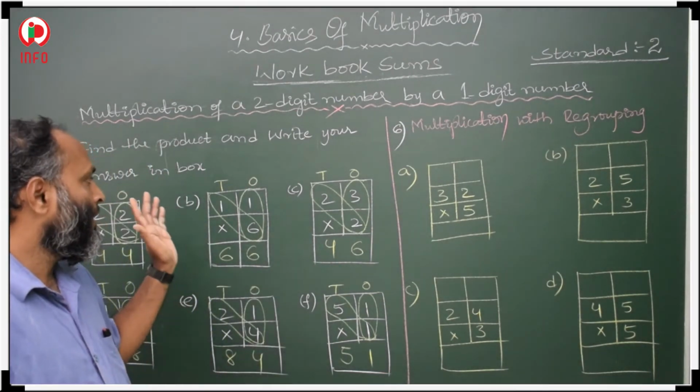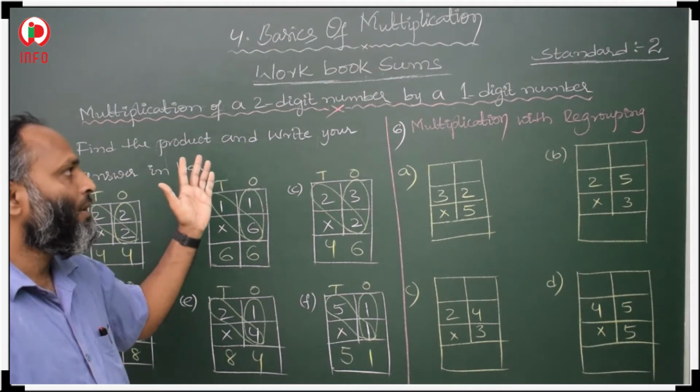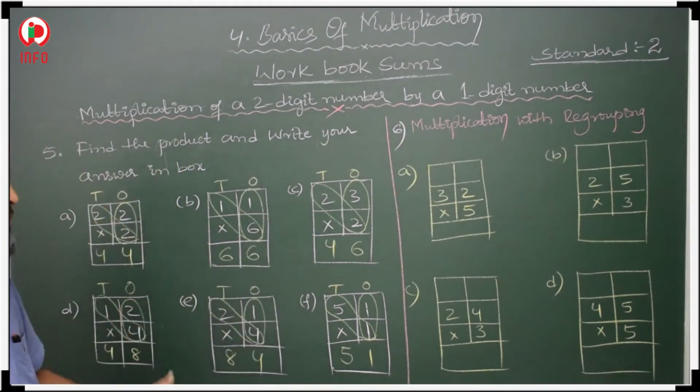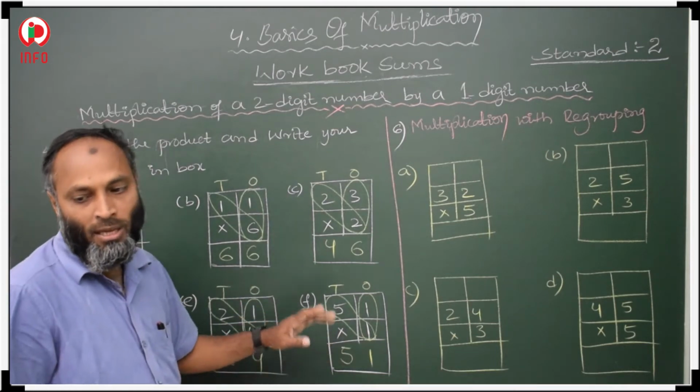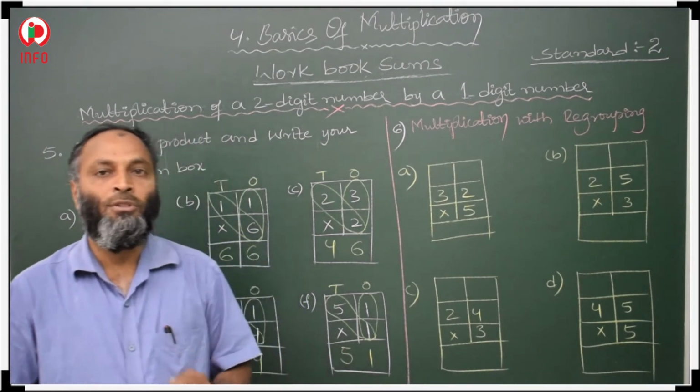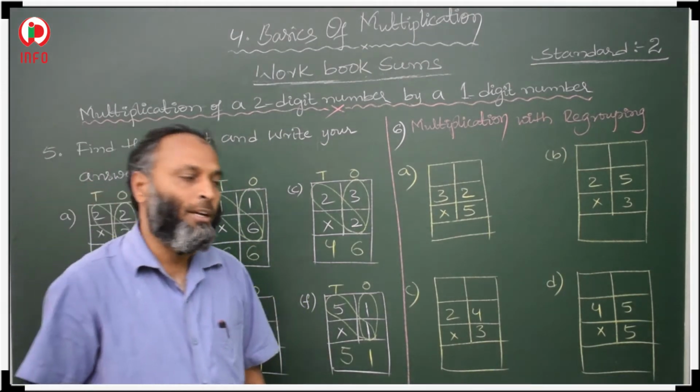So whenever two-digit numbers are given without regrouping with a single-digit number multiplication, this is the procedure to follow. Here I showed you 6 questions. There were 3 more questions. Those 3 questions you have to do as your home assignment.